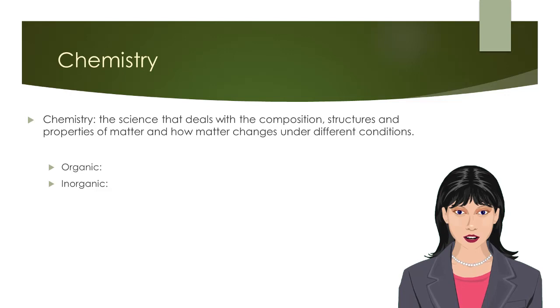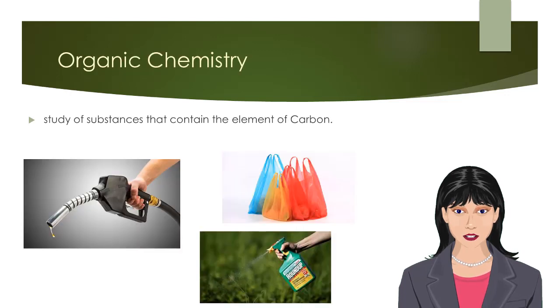Chemistry is the science that deals with the composition, structures, and properties of matter, and how matter changes under different conditions. Organic chemistry is the study of substances that contain the element carbon. All living things, plants and animals alike, contain carbon. Organic compounds can contain other elements such as oxygen or nitrogen, but it is the bond between carbon and the other element that makes the substance organic.